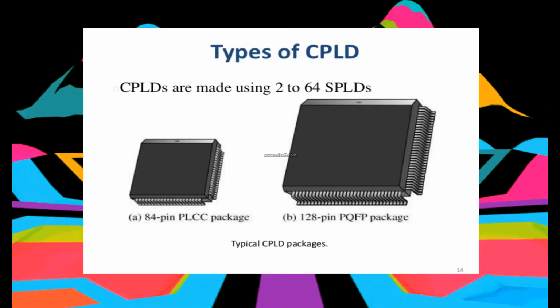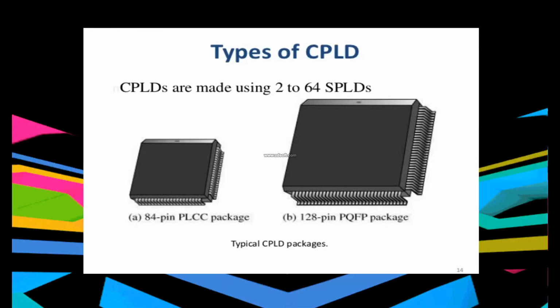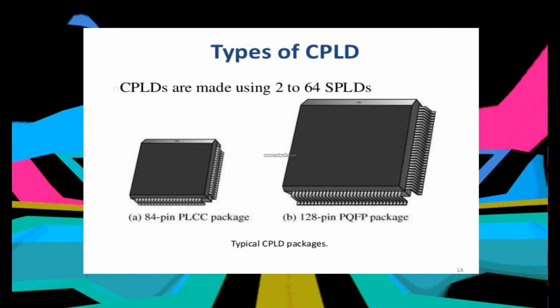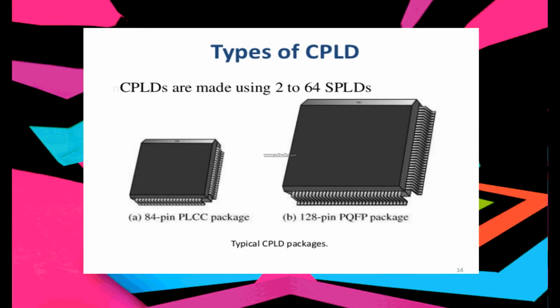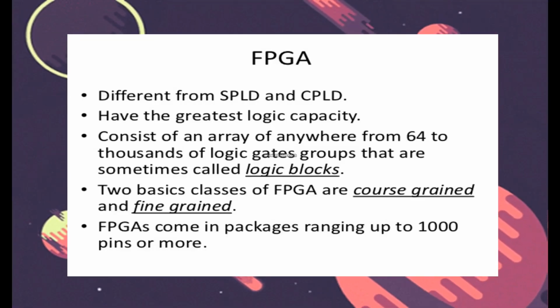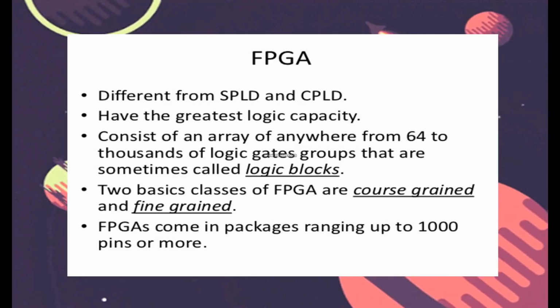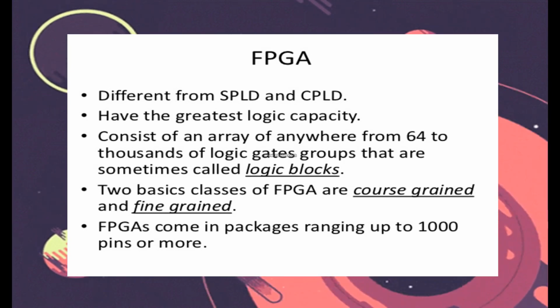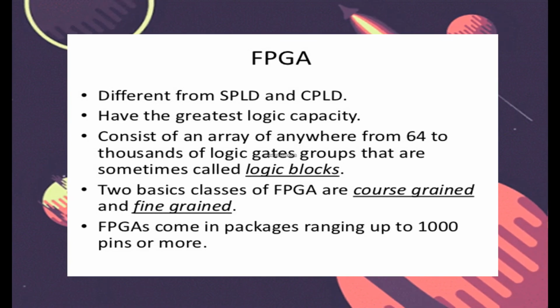CPLDs have much higher capacity and are made using 22V10 SPLDs, in 84 pin PLCC and 128 pin packages. These are the two types. FPGA is different from SPLD and CPLD. The two basic classes of FPGA are coarse grained and fine grained.